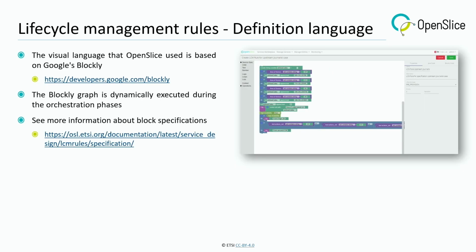The lifecycle management rule tries to follow the no-code approach, so the developer is not required to write any code, and only needs to use a representational definition language, which is Blockly by Google, to provide some blocks of code or some logic that is translatable in real time and injected into orchestration graphs.